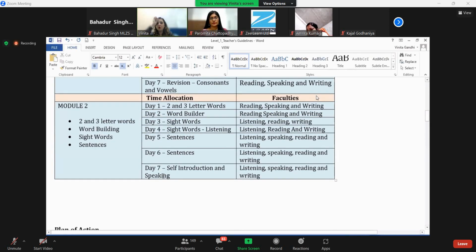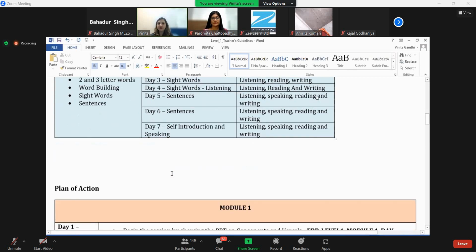Then you move to module 2. My module 2 has 2 to 3 letter words, word building, sight words, sentences. Again, the time allocation: day 1 is 2 to 3 letter words worksheets. Day 2 is word builder. Day 3 is sight words. Day 4 is sight words for listening. Day 5 is sentences. Day 6 is sentences again. And day 7 is self-introduction and speaking. Again, various faculties or skill domains have been identified, like speaking, reading, listening, writing.